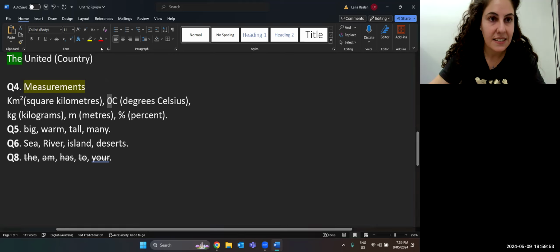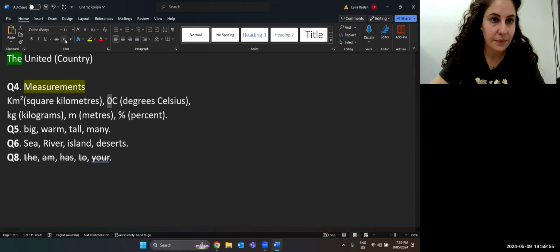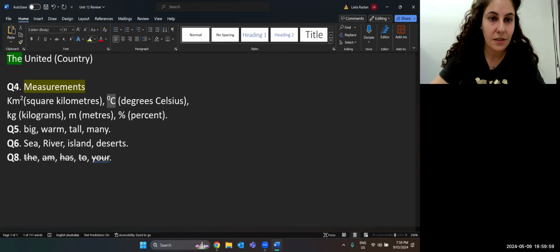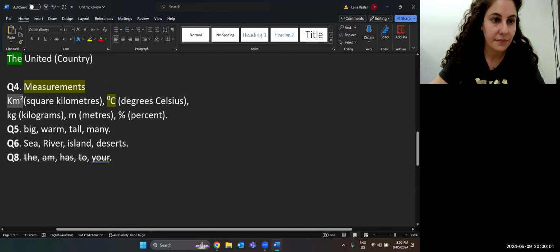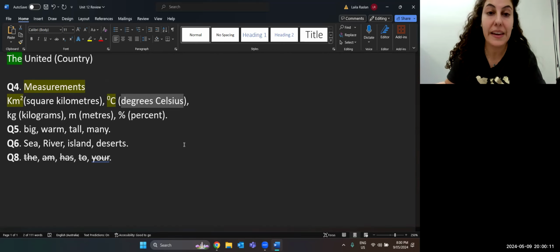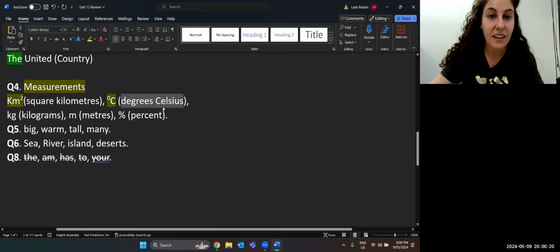Okay, degrees Celsius. This is the symbol, degrees Celsius. And this is how I say it. So I say a number first. So today is 20 degrees Celsius. Tomorrow will be 25 degrees Celsius. Now remember, in America, they say Fahrenheit, but in Australia, we use Celsius.